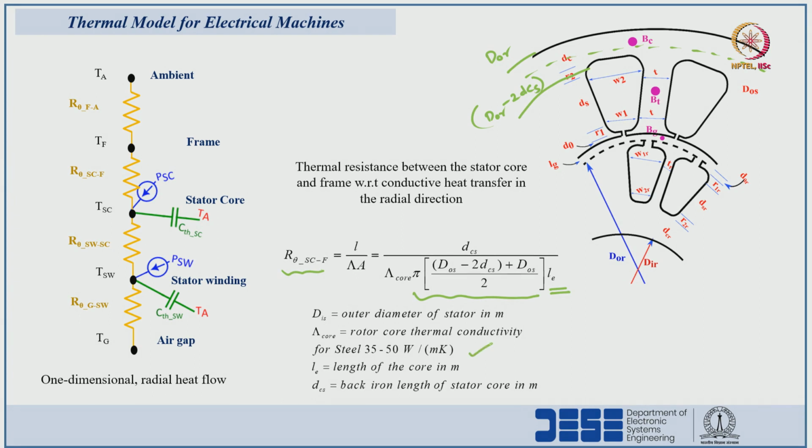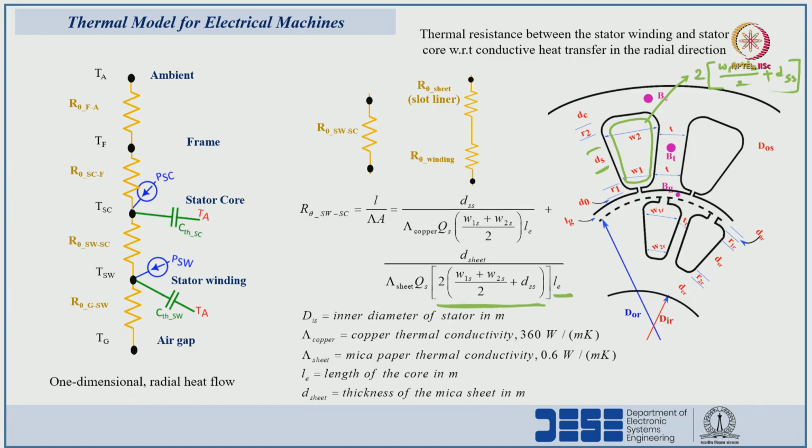The thermal conductivity for a steel type of core is 35 to 50 watt per meter Kelvin, whereas the thermal conductivity for mica sheet we can see here is 0.6, and the thermal conductivity for copper winding is 360 watt per meter Kelvin. So, that is why the heat transfer in the radial direction is almost negligible or small because of this mica insulating sheet or slot liner. In the axial direction through the copper wires, the heat flow will be significant, which we will discuss in the next example.